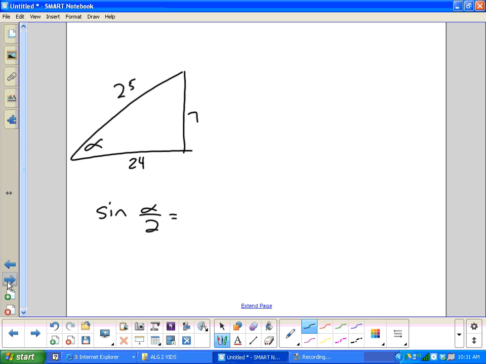Okay, so I'm just going to plug into my formula. And there again, what do I need to plug into my formula? What ratio? Cosine. Okay, so let's write up here that the cosine of alpha is 24 over 25. Okay, so it's equal to plus or minus square root of 1 minus cosine alpha over 2. So all you got to do is plug in for cosine alpha. You're going to plug in 24 over 25.